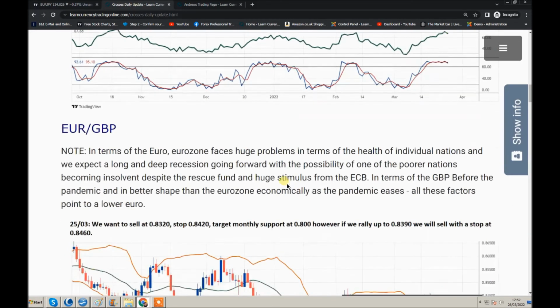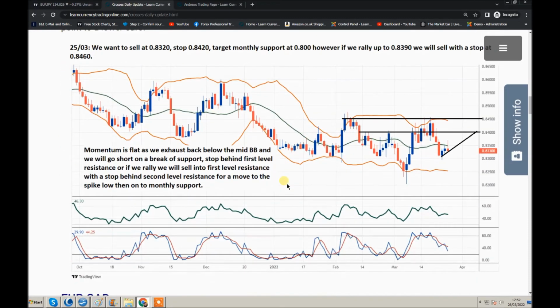Now, next one, Euro GBP. From a long-term perspective, I think this looks good. I mean, we're kind of ranging at the moment. My own view is, well, Eurozone very bearish for us. UK is in much better shape economically. Okay, and the interest rate outlook is better. So as a long-term trade, this one's quite good. We have to look at the monthly chart in a moment.